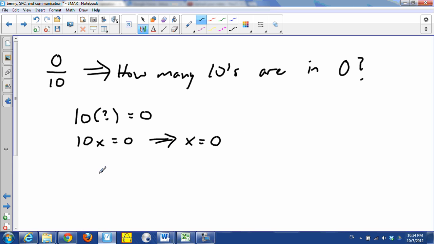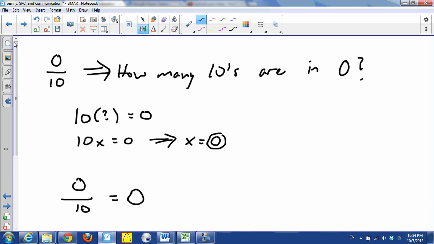So the answer to 0 divided by 10: how many tens does it take to make 0? Or what do you have to multiply 10 by to get 0? The answer is 0. So we just determined that 0 divided by 10 equals 0.